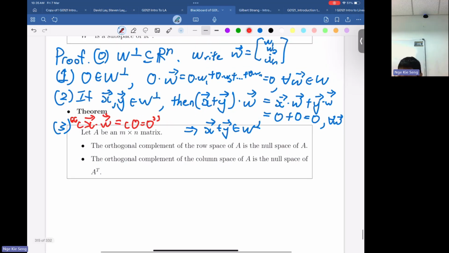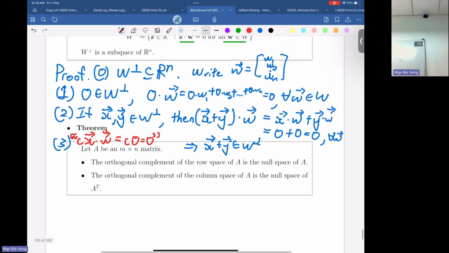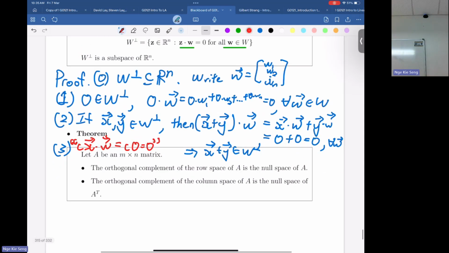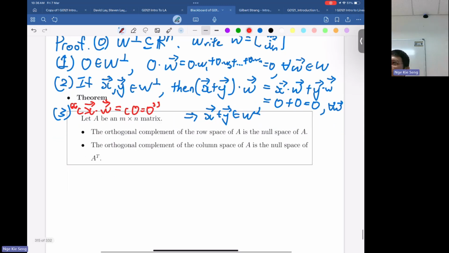Next, this theorem may not be very important for the exam, but it gives some facts. Let A be an n by n matrix. The orthogonal complement of the row space is actually the null space of A. And the orthogonal complement of the column space is the null space of A transpose. Makes sense or not? How do you think about it? Let's talk about the first one, which is more obvious.